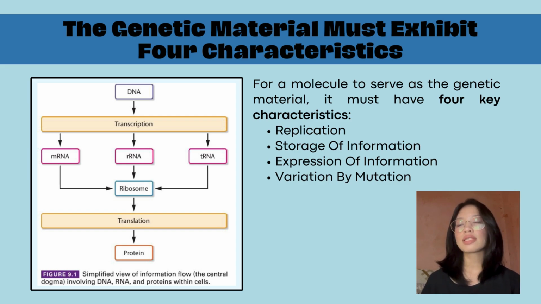In this figure, it shows a simplified view of the information flow, which is also known as the central dogma, involving the DNA, RNA, and the proteins. From the chart, we can see that genetic information flows in a specific direction. It goes from existing DNA to make new DNA, which is known as the process of replication.